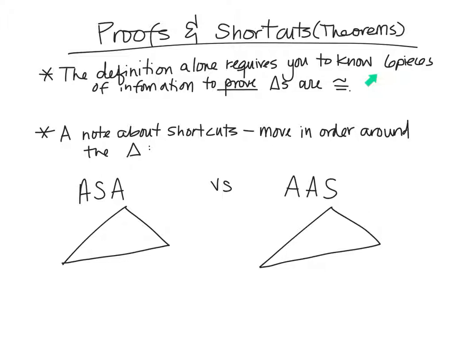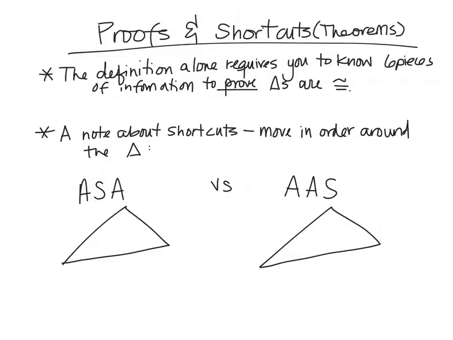So what geometers, the people who came up with geometry, what they did was they came up with some kind of shortcuts for us so that we didn't have to do the whole problem. We could just kind of use a little bit of information to say what we wanted to say. So some notes about the shortcuts, and we're going to learn what all those shortcuts are in class tomorrow. That's what you're going to help me figure out, is that you need to move in order around the triangle. So I'm just going to explain to you.